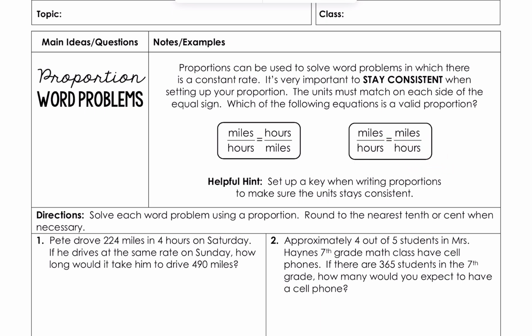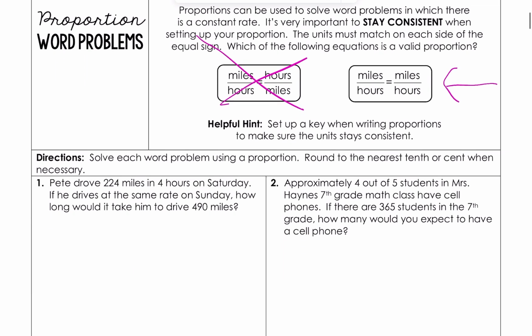Out of these two, this one right here is more consistent, because I have miles to miles consistently at the top, and then hours to hours at the bottom, which is consistent at the bottom. So a helpful hint is to set up a key when writing proportions to make sure the units stay consistent.